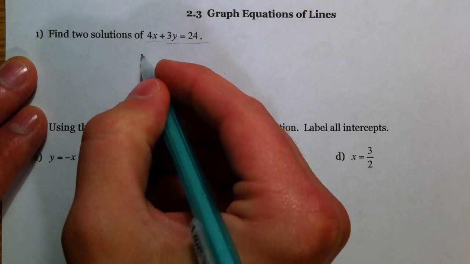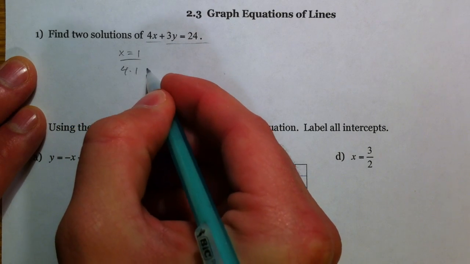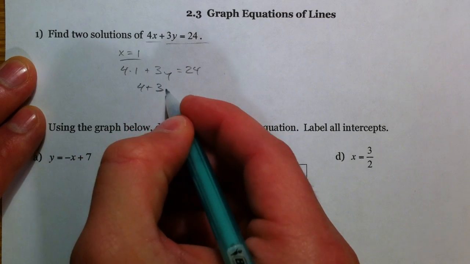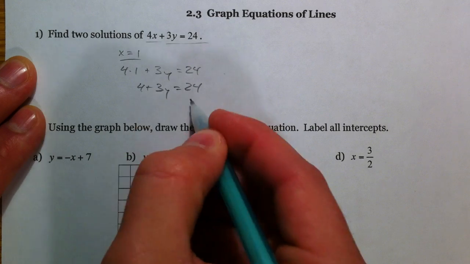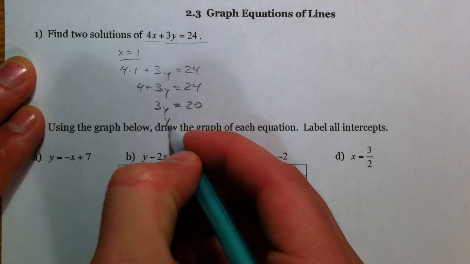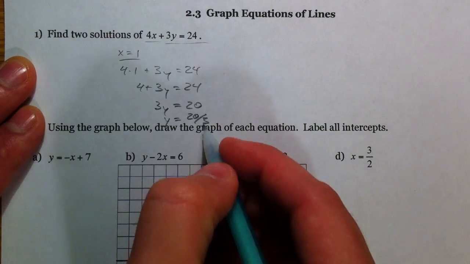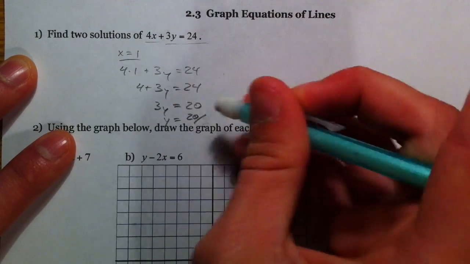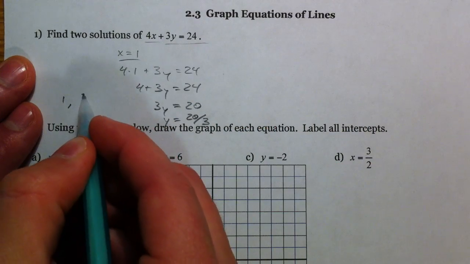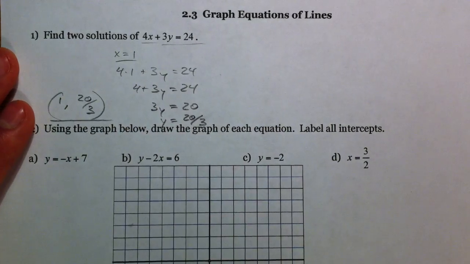And so let's say if x equals 1, 4 times 1 plus 3y equals 24. So 4 plus 3y equals 24. If you subtract 4 from both sides, 3y is equal to 20. And so y is equal to 20 thirds if you divide by 3. So a point (1, 20/3), or if you prefer the repeated decimal there, you could use that.